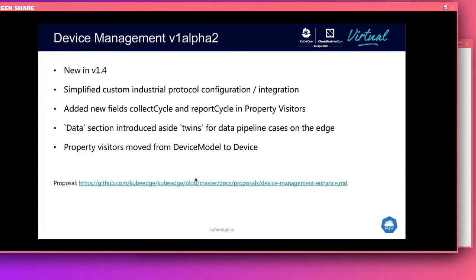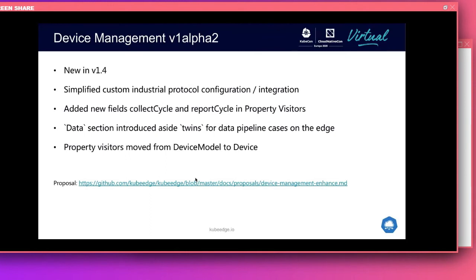All right. Another big improvement in 1.4 is device management. We modified the API a bit to improve the capability of customizing the industrial protocol, and also added functionality for users to process some data on the edge. For example, in many cases an IoT device may produce a lot of massive data. We need to use some filter to reduce the data and fetch the data we want. So with the data section and the data pipeline integration, it's easy to do that.